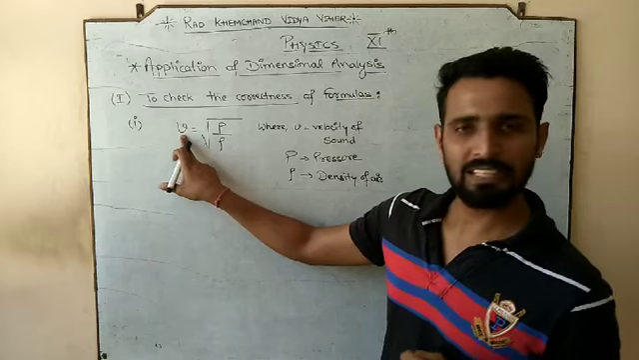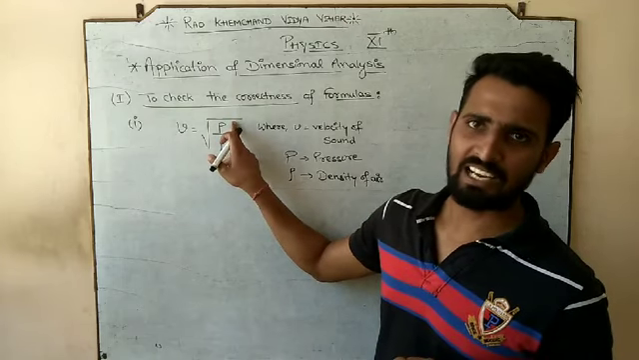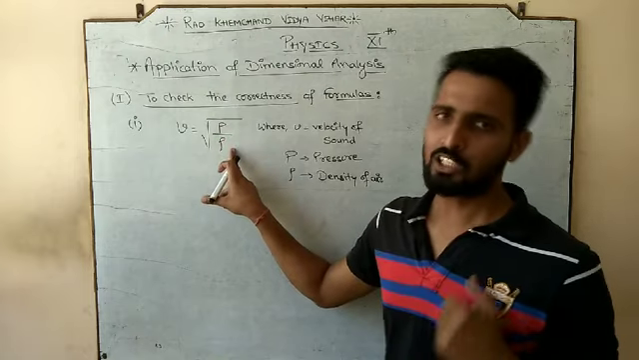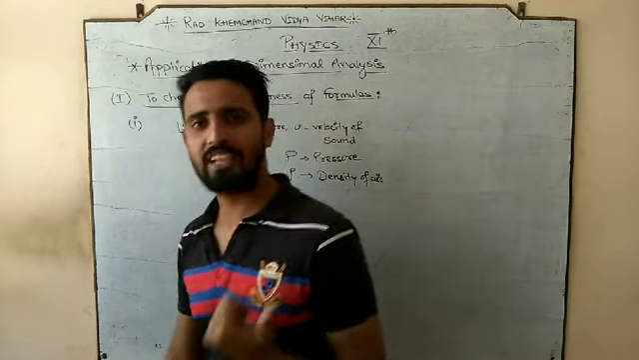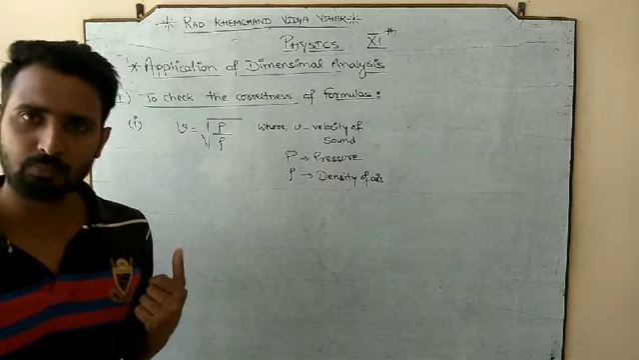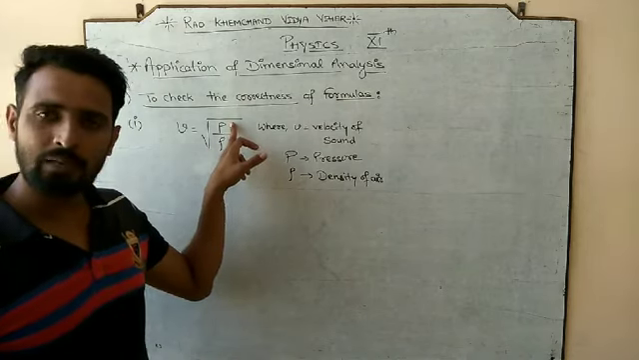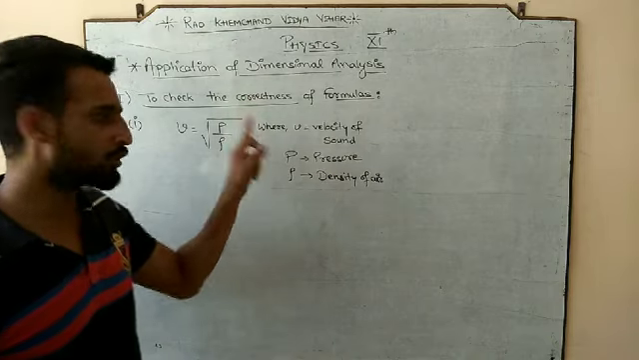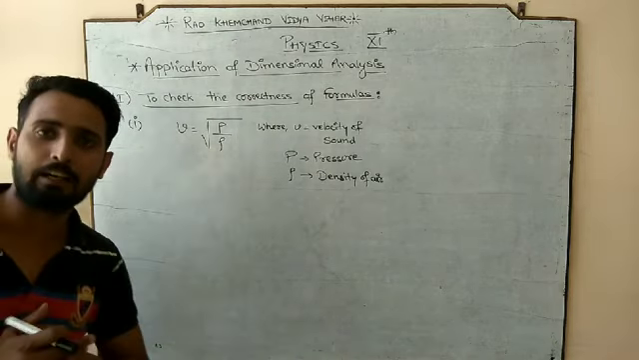Velocity means meter per second. If I take pressure, you know the unit of pressure is Newton per meter square. Density, you know, is kg per meter cube, meaning mass per unit volume. So Newton per meter square divided by kg per meter cube, whole root, will it give you meter per second?